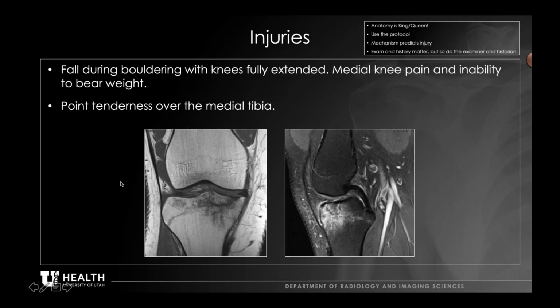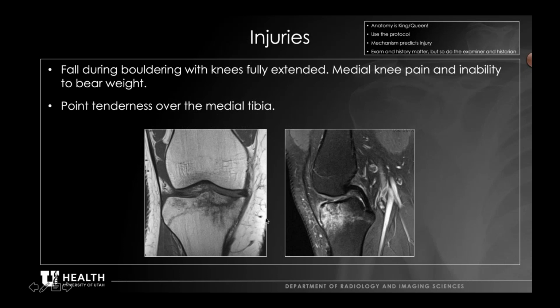All right, and this is a patient who had a fall while bouldering. They had their legs kind of fully extended. Now they have some point tenderness. They're not able to bear weight. So this is the first time I've shown you guys a T1 weighted sequence. This is where the fat is kind of hyperintense or bright, right? And then a sagittal fluid sensitive sequence. So we're looking for areas of increased signal. You can see that that's really centered here in this anterior tibia.